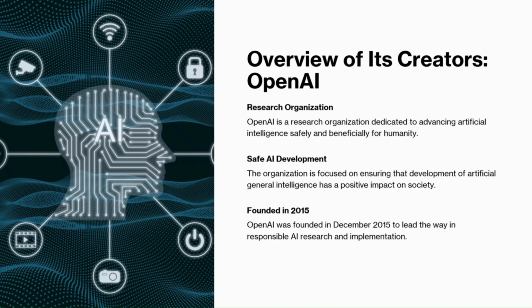OpenAI is a research group that works on creating safe and helpful artificial intelligence, which is called AI. It was started in December 2015 and its goal is to make sure AI helps people in a good way. Cool. So this is all about the creator's overview which we have shown you on the screen folks.